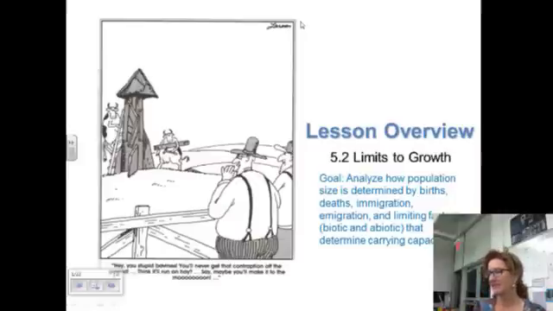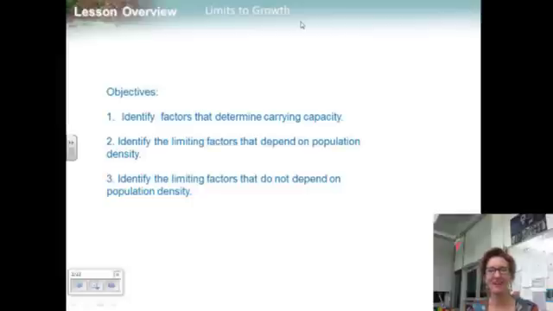Look at the Far Side there. It says, hey, you stupid bovines, you'll never get that contraption off the ground. Think I'll run on hay? Say, maybe you'll make it to the moon. Nothing to do with what we're talking about, except maybe the cows are emigrating off Earth. Maybe. Let's move on.